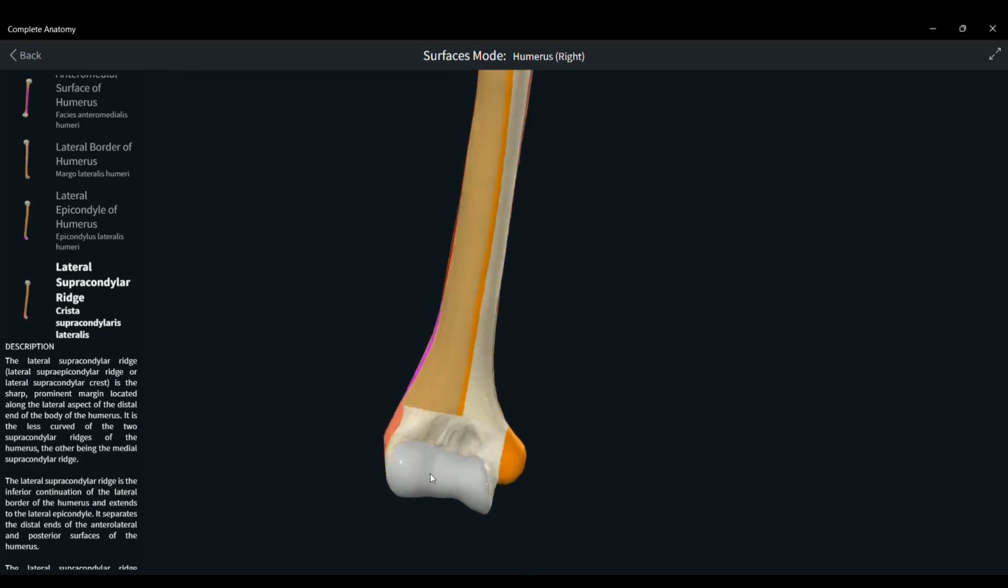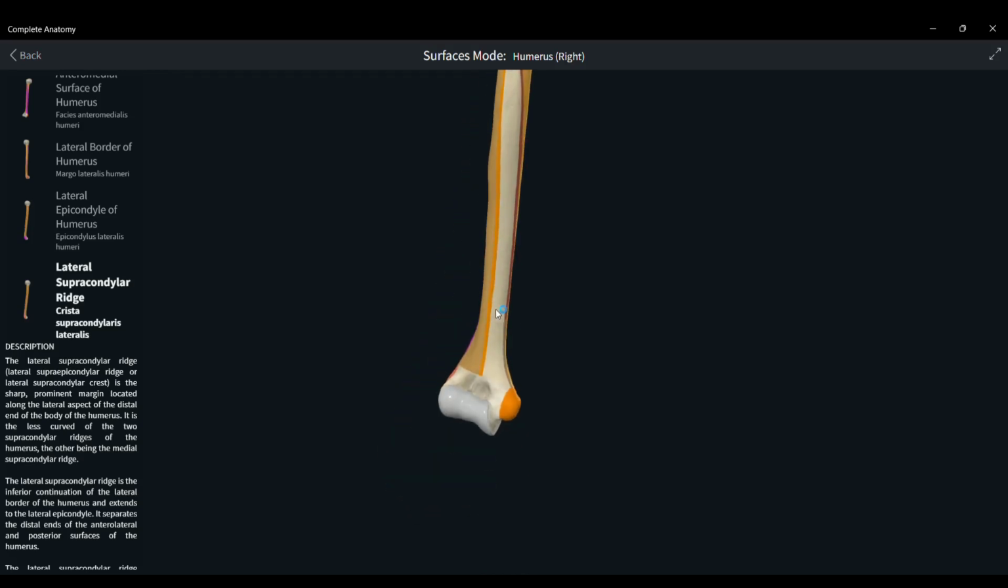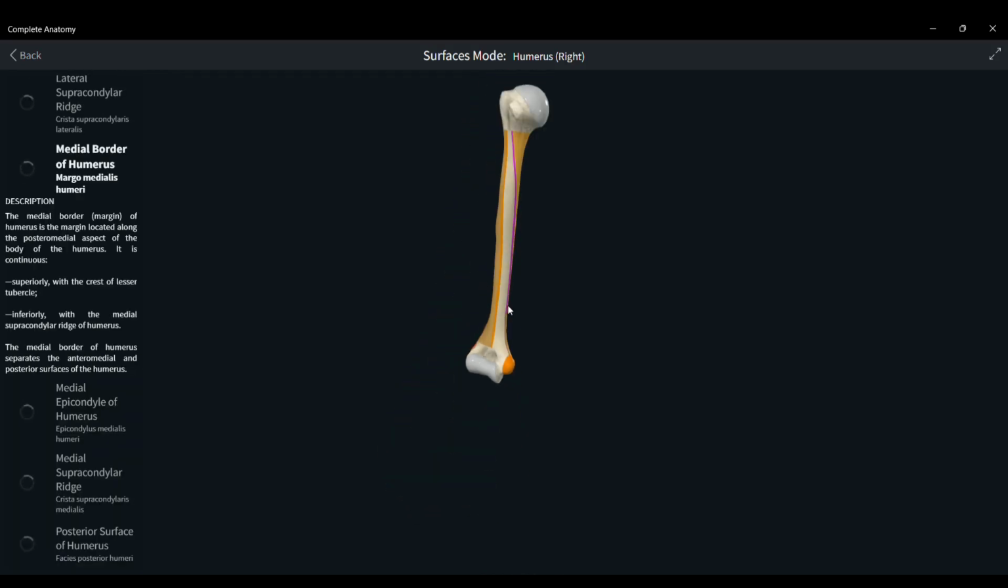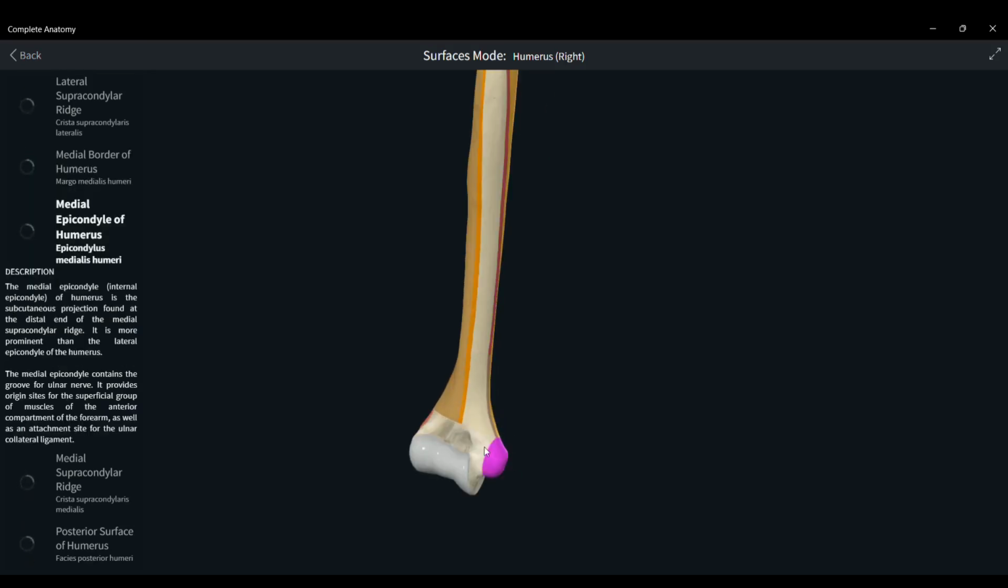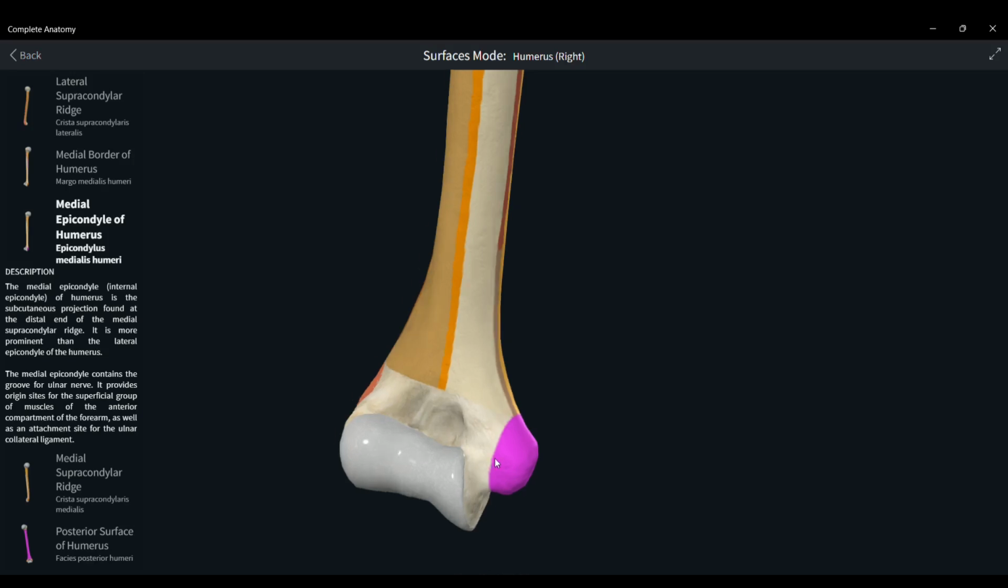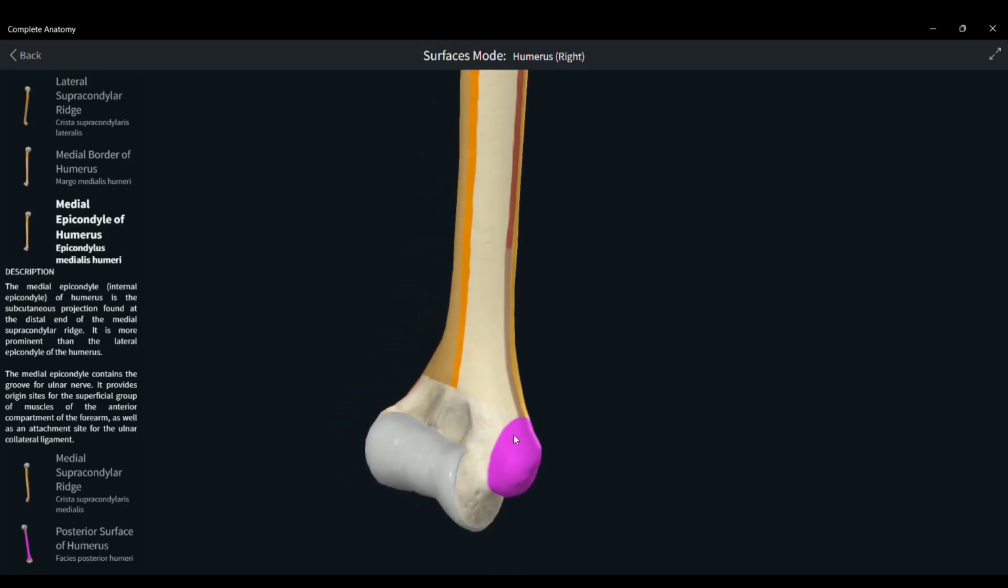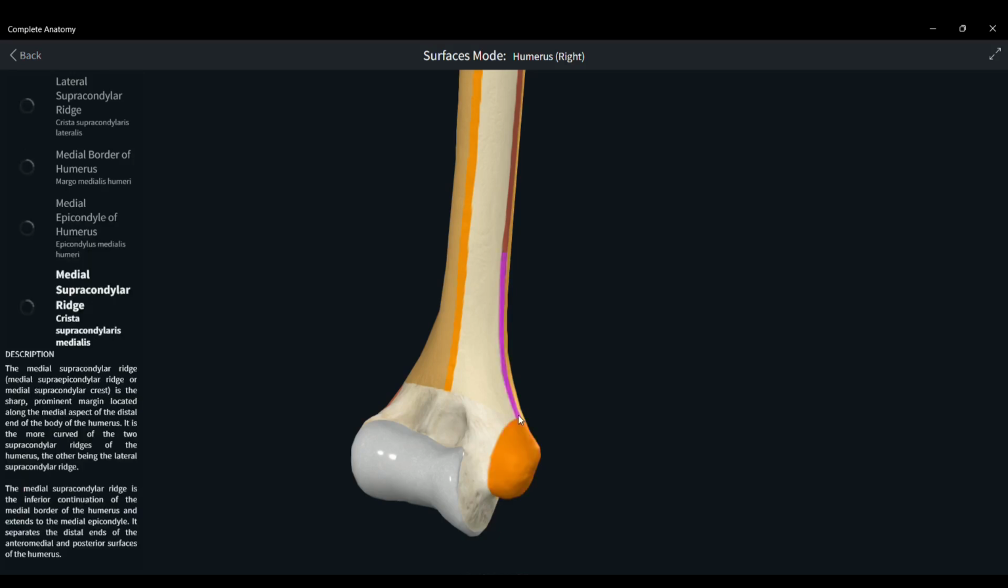The inner longitudinal border is the margo medialis humeri. At its distal end lies the larger projection, the epicondylus medialis humeri. This serves as the principal origin for the flexor muscles, and therefore forms a more prominent elevation. From here the crista supracondylaris medialis runs upward, forming a ridge on the inner side of the arm and guiding the eye from the elbow back toward the trunk.